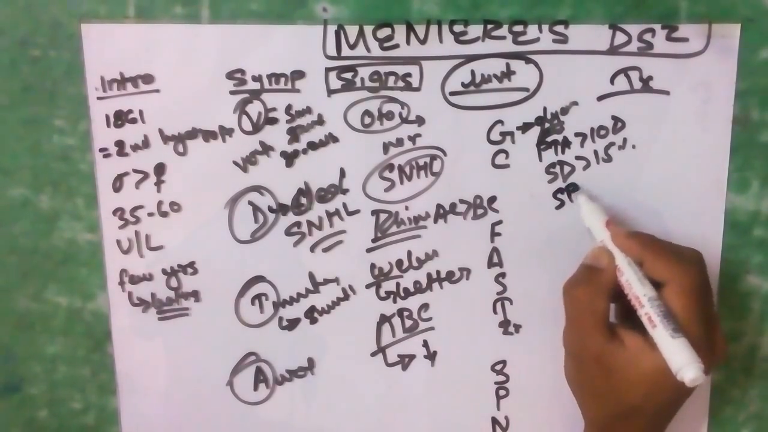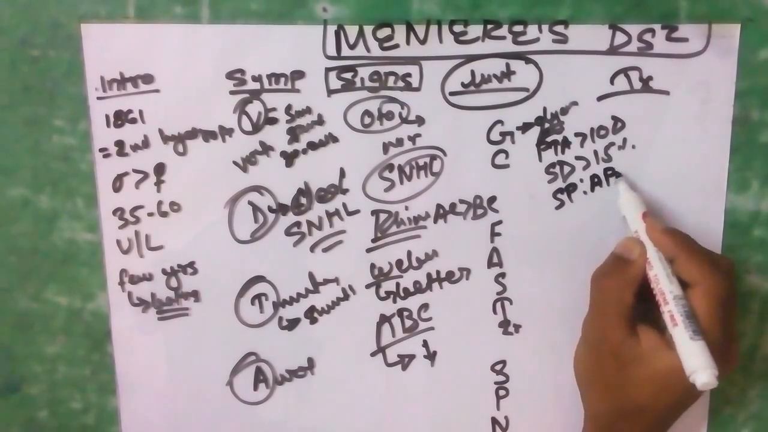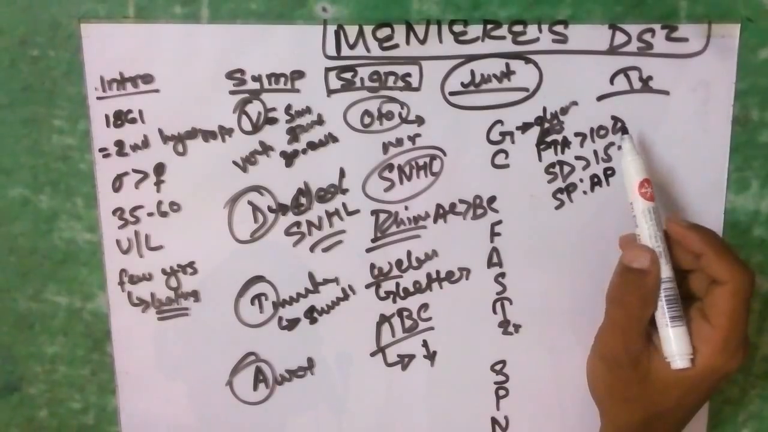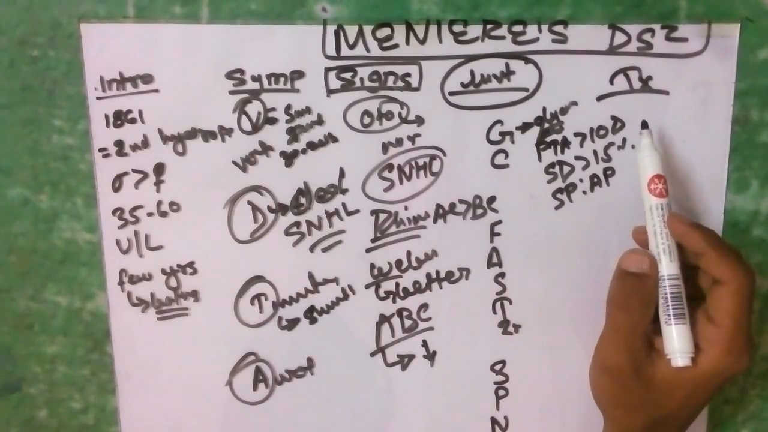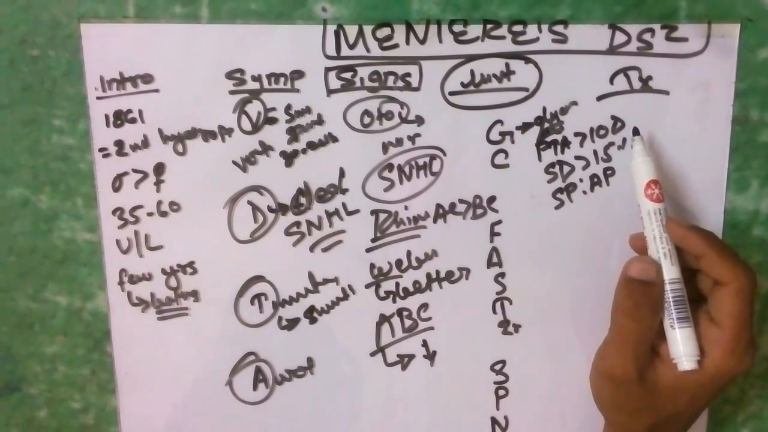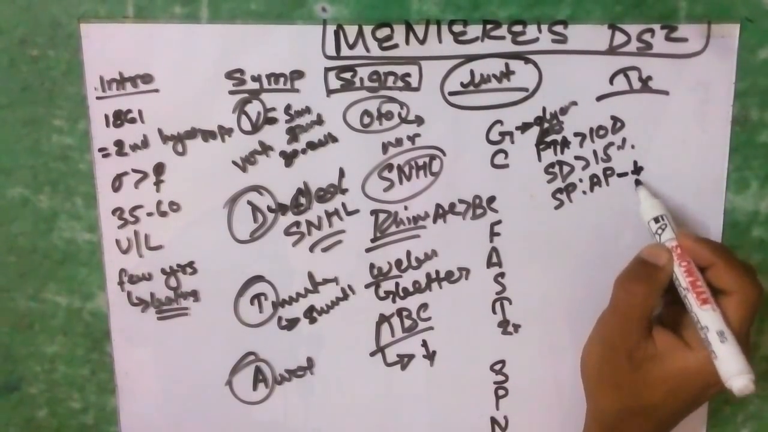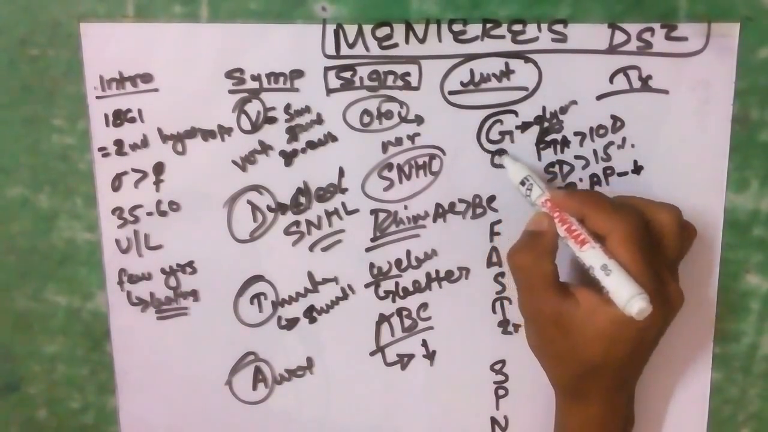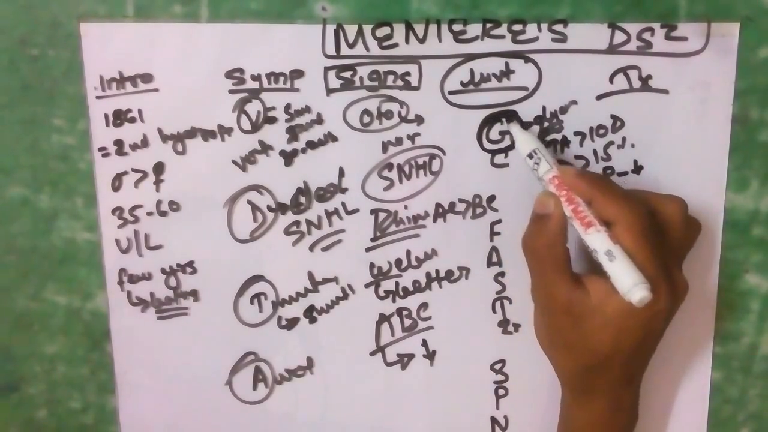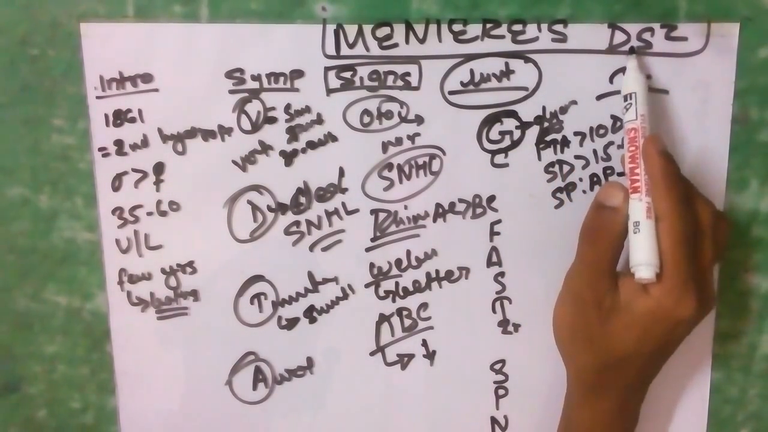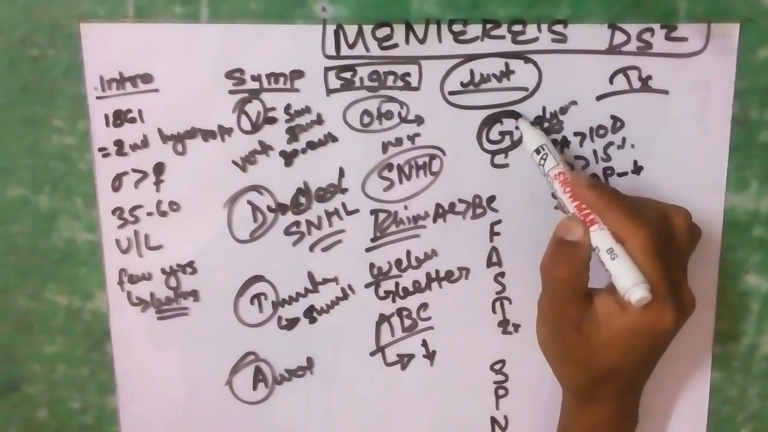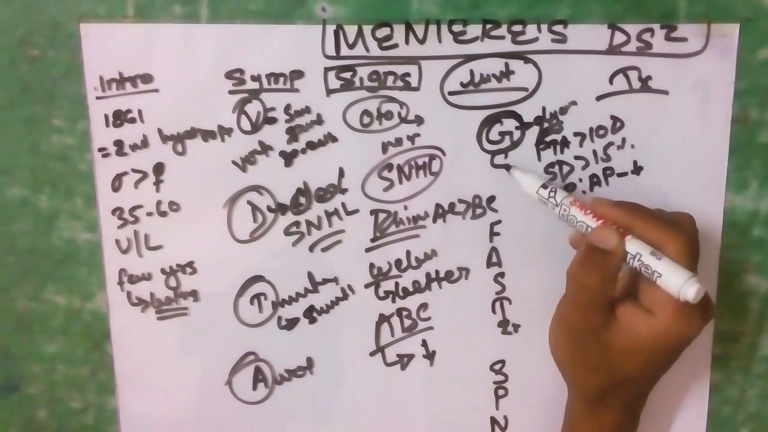And the ratio of summation potential to action potential in Meniere's disease is more than 30%, but it decreases when glycerol is introduced into the Meniere's disease patient. So this test is very significant for Meniere's disease.